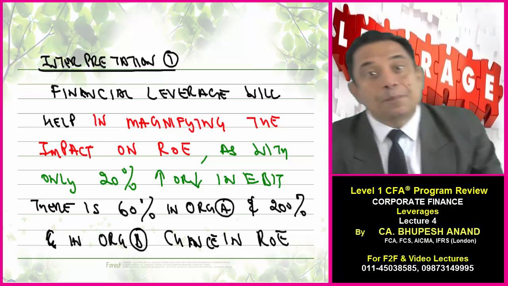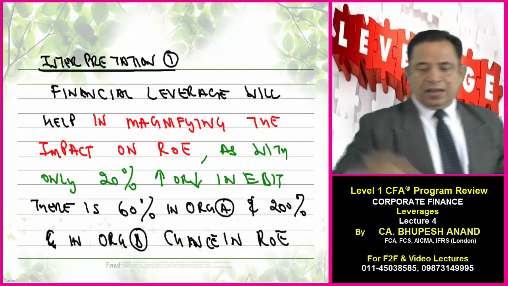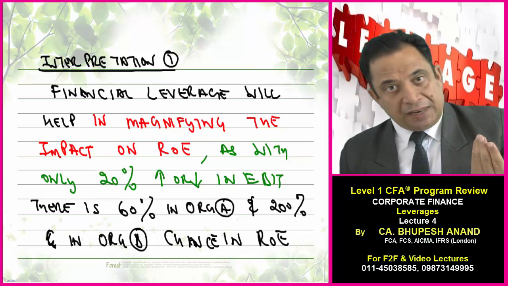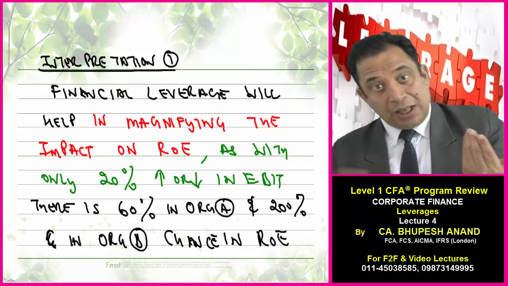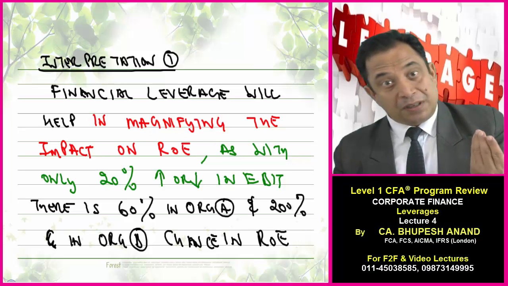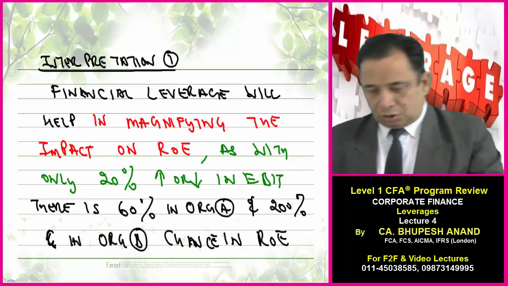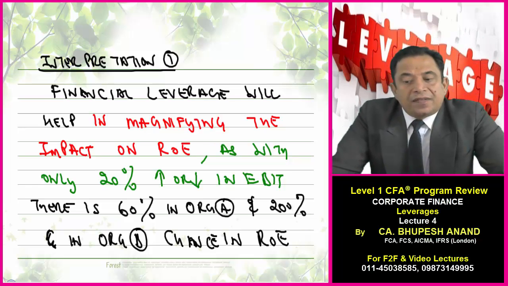Financial leverage will help in magnifying the impact on ROE. Because we have seen in organization A, there is no magnifying impact on ROE because there is no interest, no debt. But in organization B, it has an impact of 30% because financial leverage is 1.5. If I increase EBIT by 20%, my ROE will increase by more than that, by 30%. So please write down: financial leverage will help in magnifying the effect on ROE, as with only a 20% increase or decrease in EBIT, there is a 30% increase or decrease in ROE.